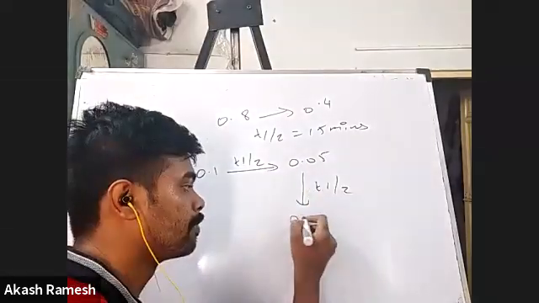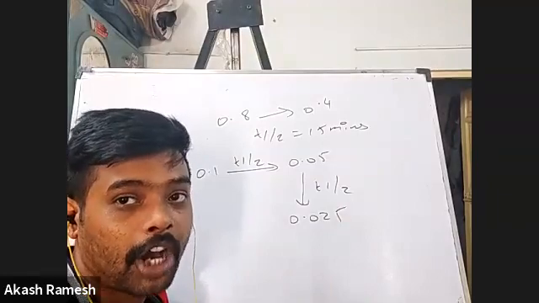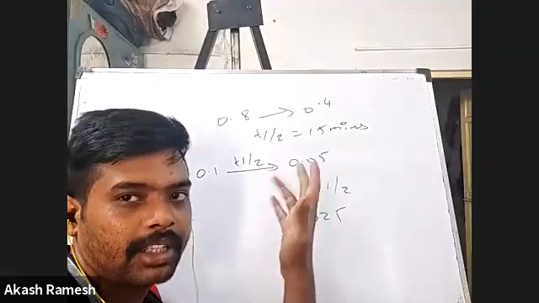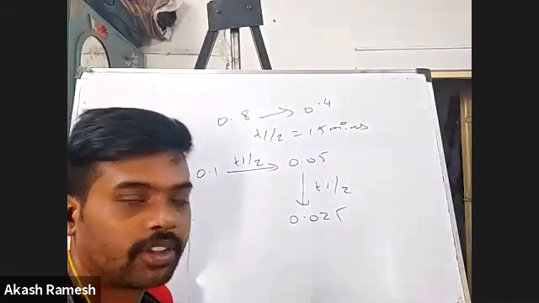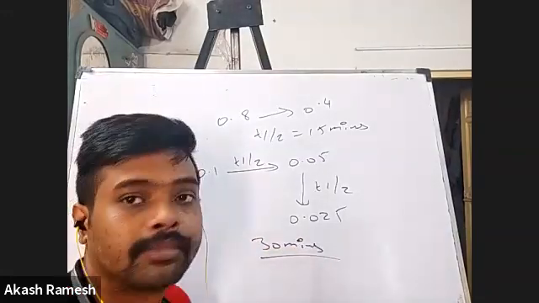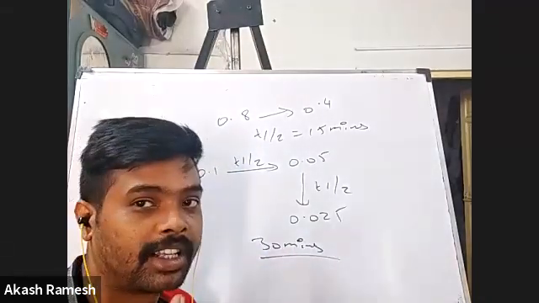Now if I go for one more T half, what will happen? 0.05 will become 0.025, right? So how many T halves? It's basically 2 times T half that it takes for the concentration to become 0.1 to 0.025. So the answer is 30 minutes. That's it. Otherwise you find K, substitute in that equation, and get the answer.